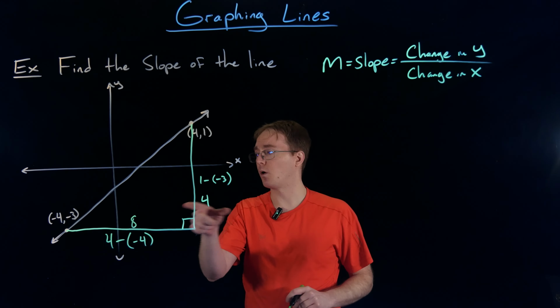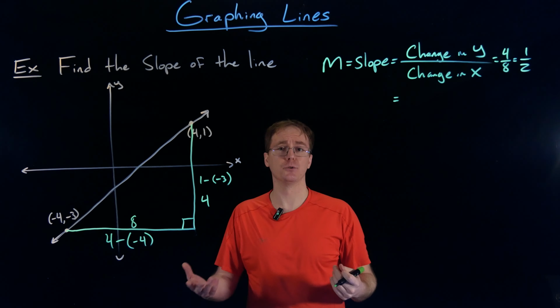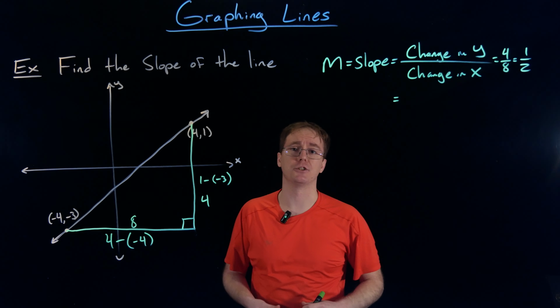Or we could reduce that down to 1/2 just by canceling a common factor of 4. And so if we know 2 points on our line, we can always find the slope. We just have to calculate this ratio, that is the change in y and the change in x. Now let's write down maybe a more useful formula that we can use to find this ratio.